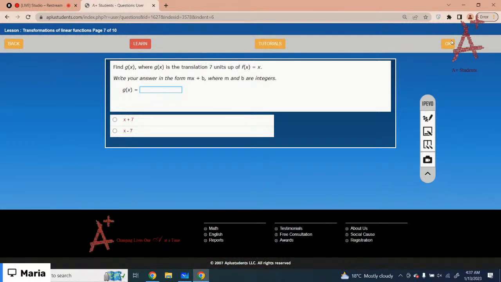Okay, find g of x, where g of x is the translation 7 units up. So which is the correct option? Yes, it is x plus 7, got it? Just select the correct option, then click on the OK button.